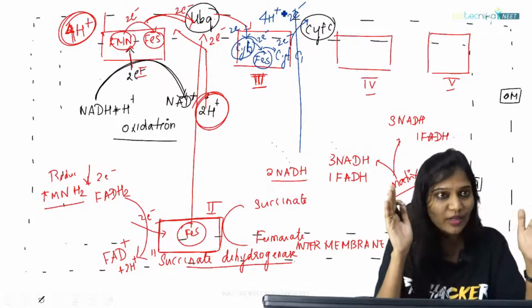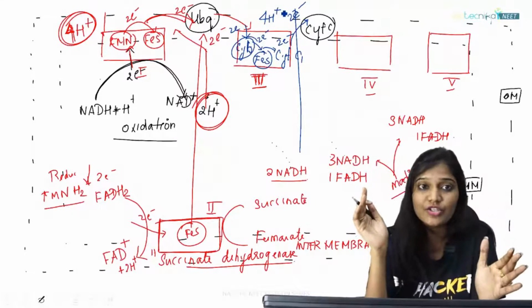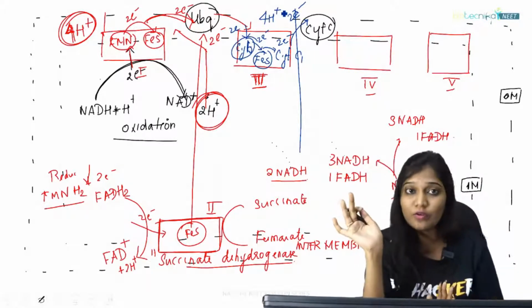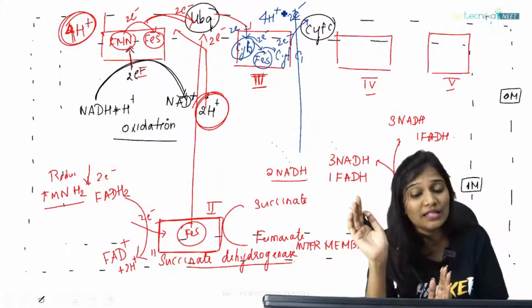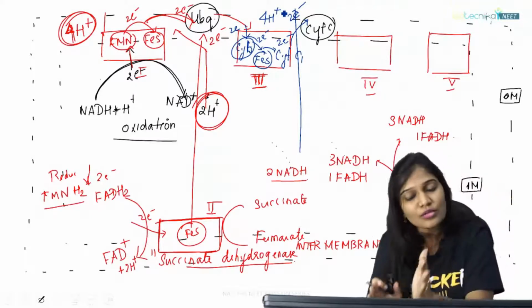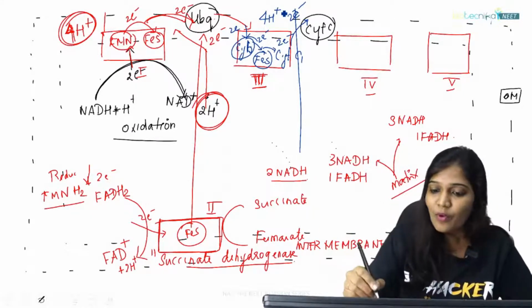Okay, now let's do a calculation. If the ETC cycle starts with NADH, first 4H plus has gone and then a second 4H plus has gone. But if the ETC starts with FADH2, the first 4H plus will not come. So it goes only to complex number 3, and only 4H plus will come. Okay. Now what will happen?